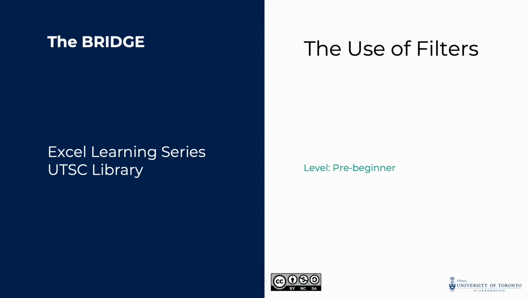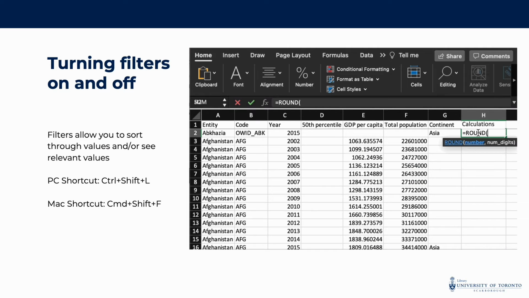When you're working with a large dataset, it can be helpful to use filters to sort and display data according to a specific criteria. In this video, we'll show you how to turn filters on and off. Filters allow you to sort through values and see relevant values according to your criteria. For example, you could use a filter to only display data from 2015 to 2020.